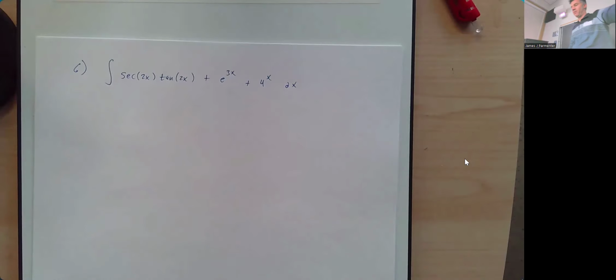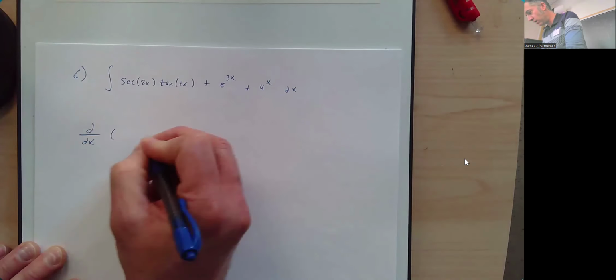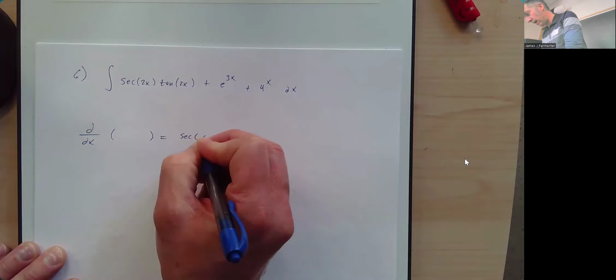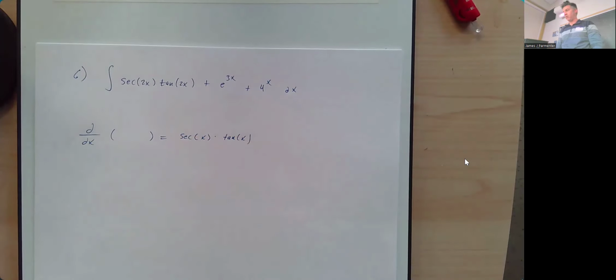All of these kind of have a little bit extra to them. So let me say to everybody, there is a function whose derivative is secant of x times tangent of x. Now ignore the 2x for a second. There is a function, the derivative of some function is equal to secant of x times tangent of x. What is the function that needs to go there?